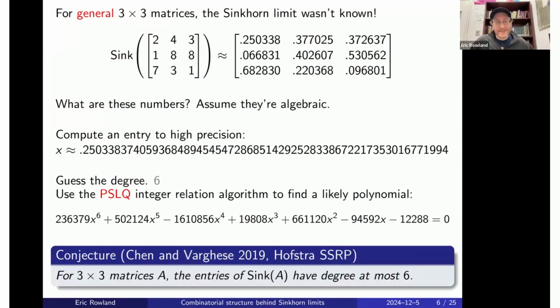I had a couple of high school students before Jason started working on this with me. A couple of high school students worked on this in the summer of 2019. Hofstra has a summer science research program, and this was their project: to take matrices with positive integer entries, numerically compute approximations to the Sinkhorn limit, and then use PSLQ to guess polynomials that they satisfy and see if they could figure out some general pattern to the degrees of the polynomials, if not the actual coefficients. Their conjecture is that for 3x3 matrices, the entries of the Sinkhorn limit have degree at most 6. So this is as complex as it's going to get. This was a conjecture until Jason and I started working on this.